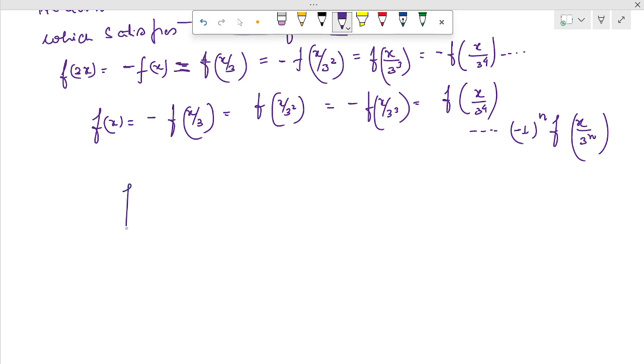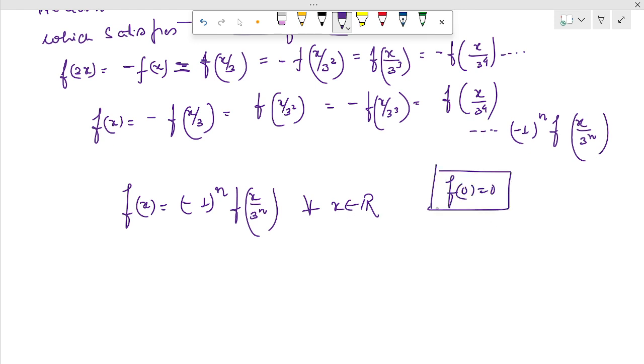So clearly f of x will be equal to minus 1 raised to power n f of x upon 3 raised to power n for all x belongs to R. This is true because of the given functional equation, and we already know that f of 0 equals 0, and we also know that f is continuous.